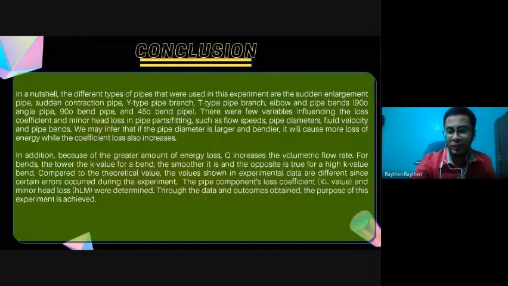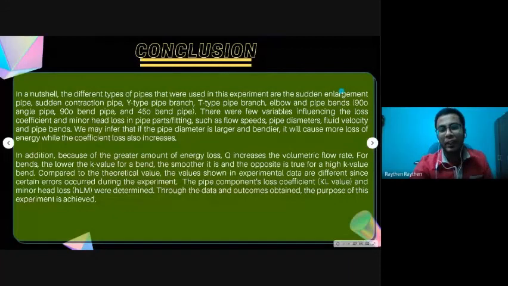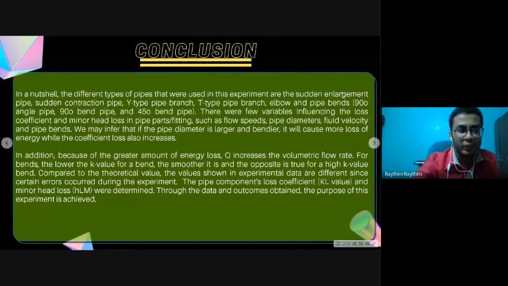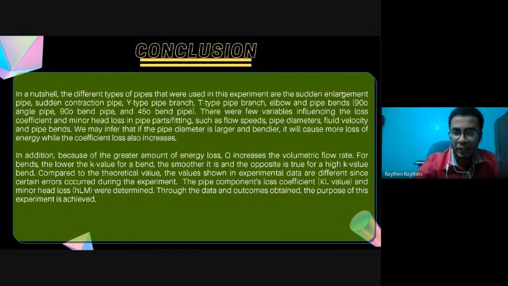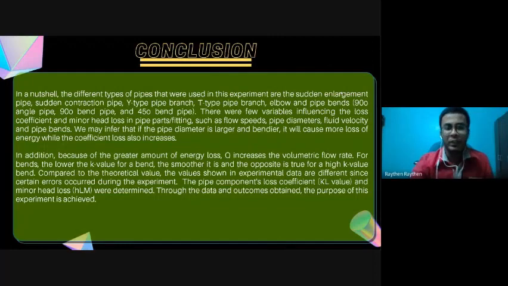The last part will be the conclusion. In a nutshell, the different types of pipes that were used in this experiment are the sudden enlargement pipe, sudden contraction pipe, Y-type pipe branch, T-type pipe branch, elbow and pipe bends, 90-degree angle pipe, 90-degree bend pipe, and 45-degree bend pipe. There were a few variables influencing the loss coefficient and minor head loss in pipe parts or fittings, such as flow speeds, pipe diameters, fluid velocity, and pipe bends.